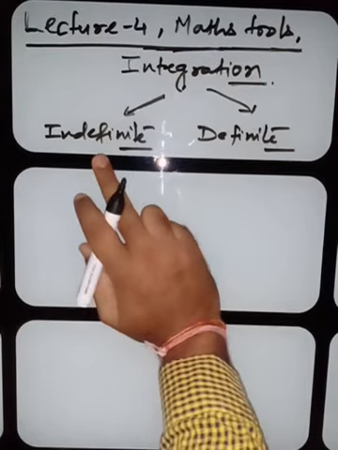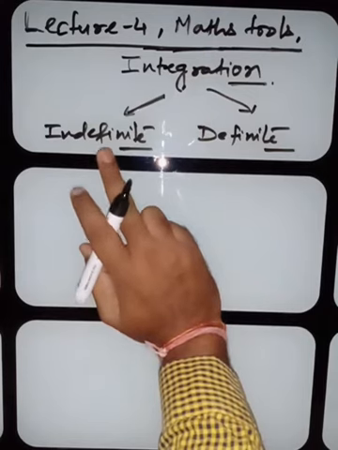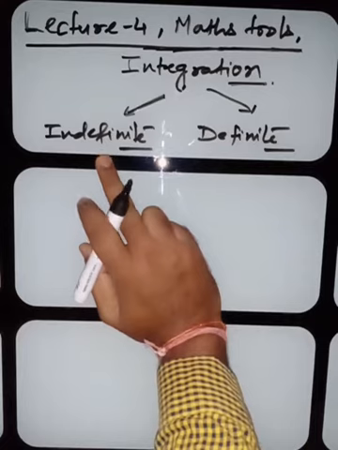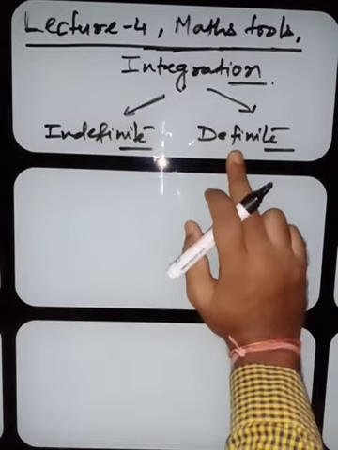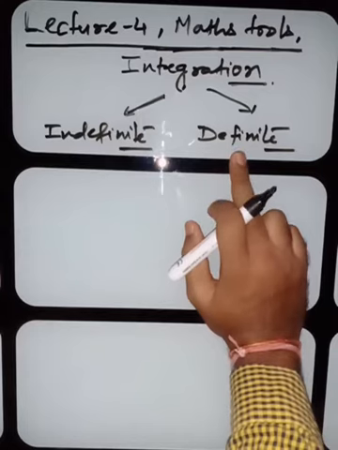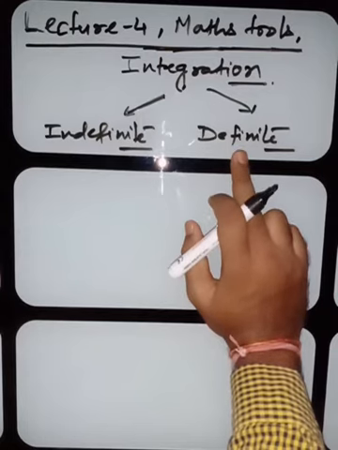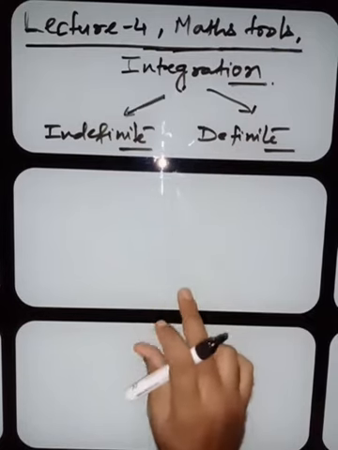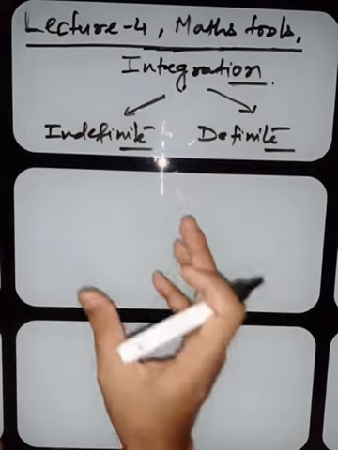Indefinite integration will be in terms of a variable. So by changing the value of the variable you will have a different answer. And the definite integration will give you a certain answer. You cannot change that value. This will give you a certain value.